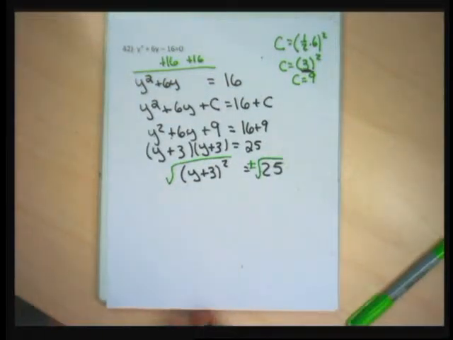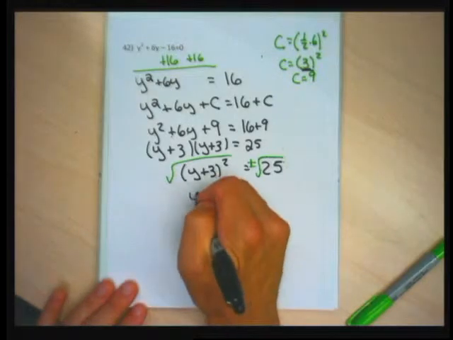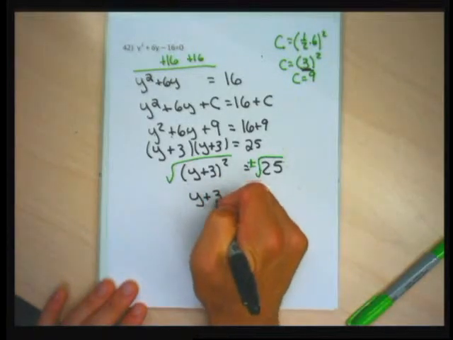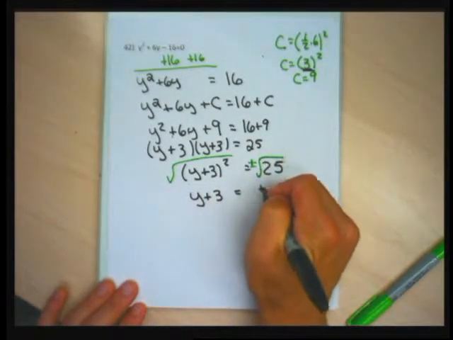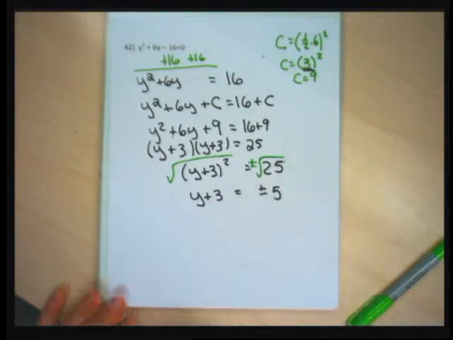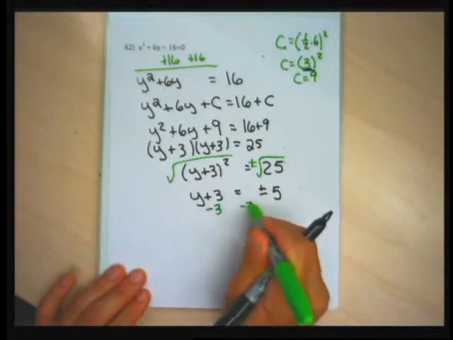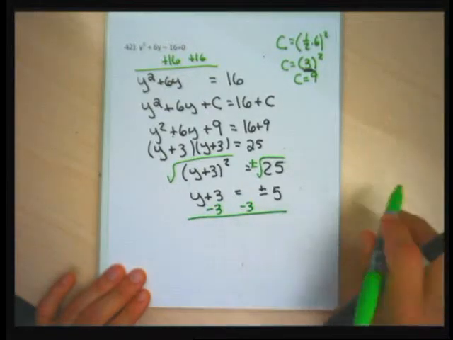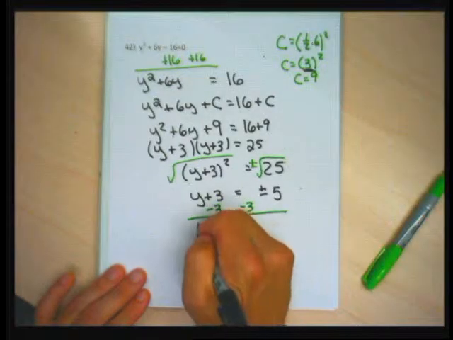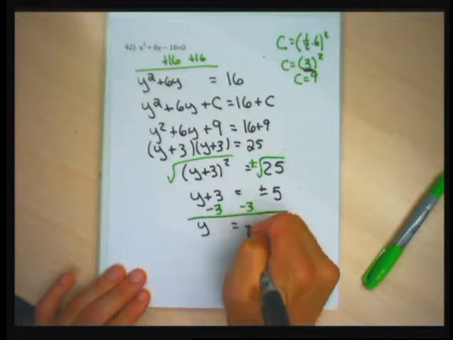So square root plus or minus square root. Left side, the square rooting cancels out the square, leaves me just with the y plus 3. Right side, I don't need my calculator to know the square root of 25, but you certainly can use your calculator if you're not good at doing square roots. On the left side, the 3's cancel.